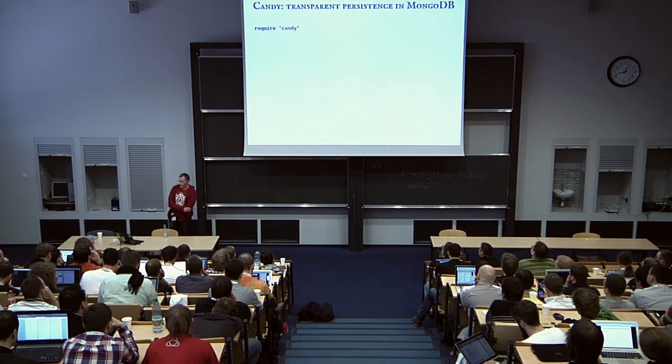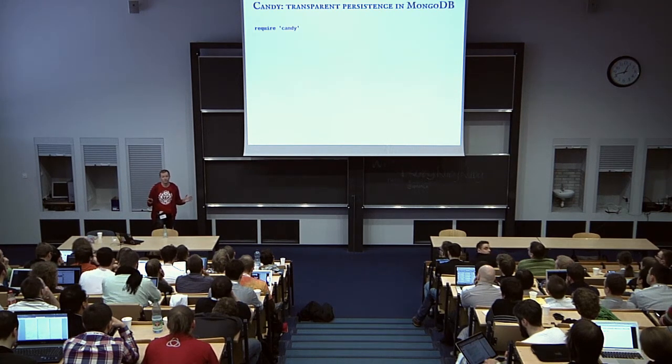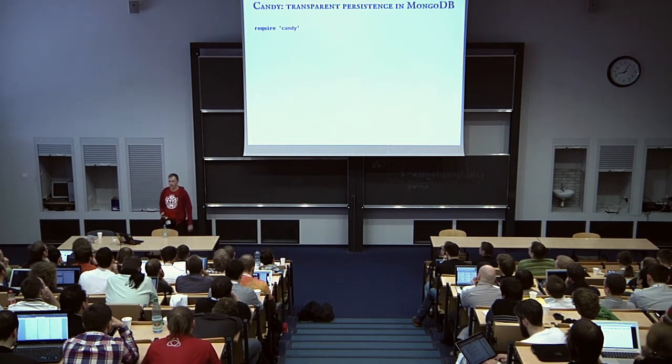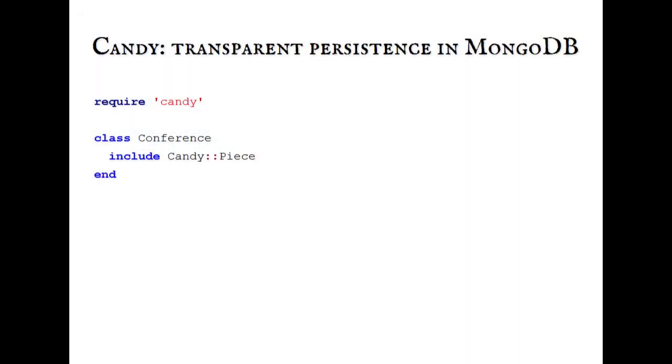So Candy is a way of doing transparent persistence in MongoDB. You can, and it's going to be 5 lines, I think. You require Candy. You create your conference class that creates conference objects.